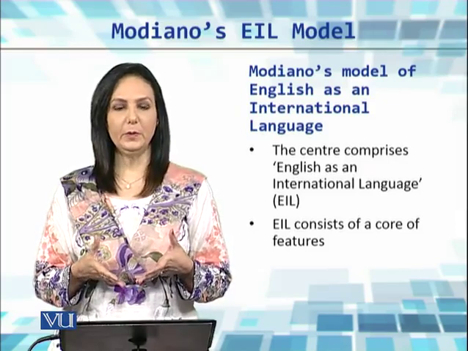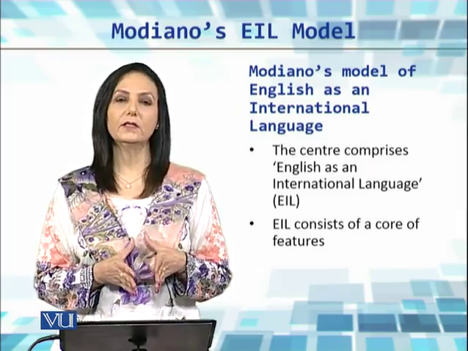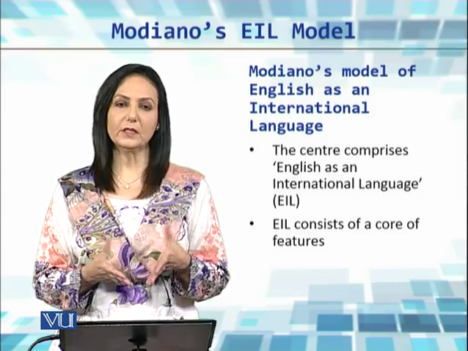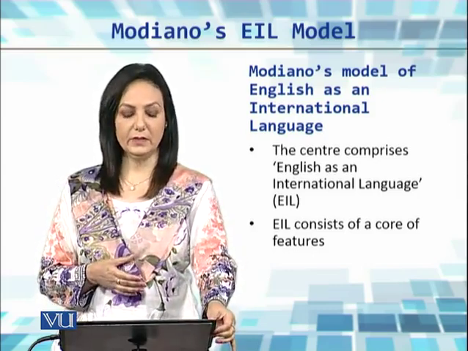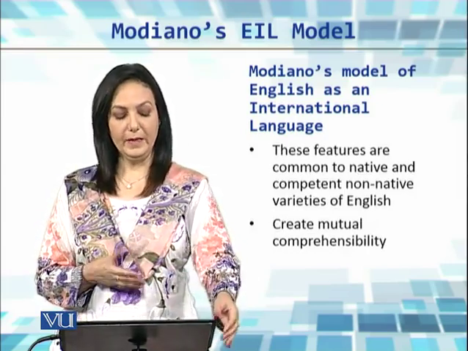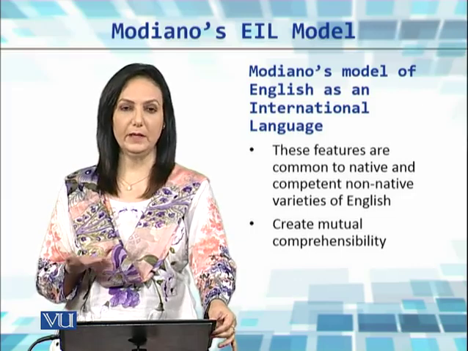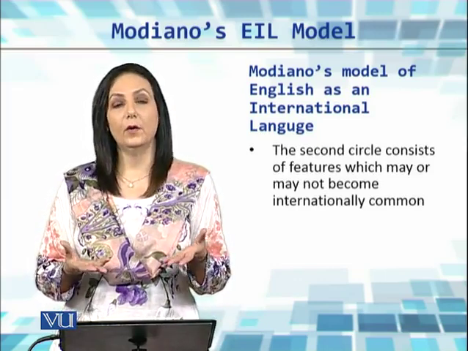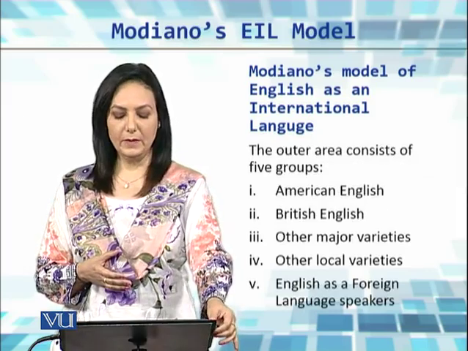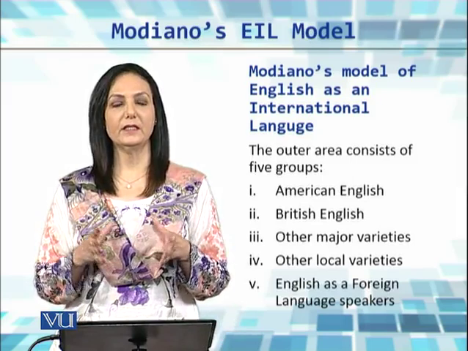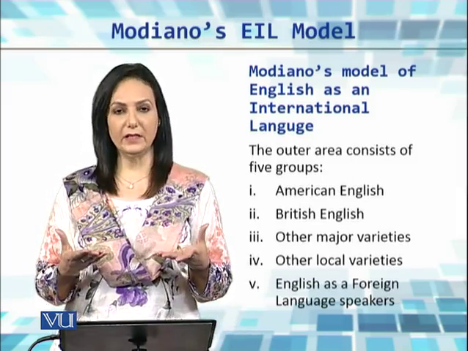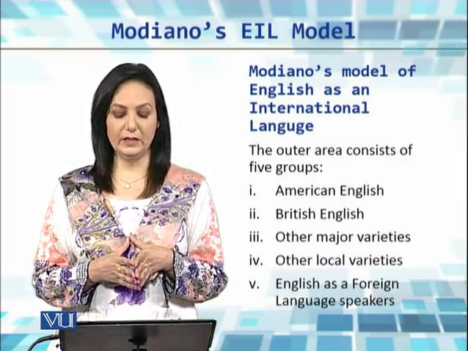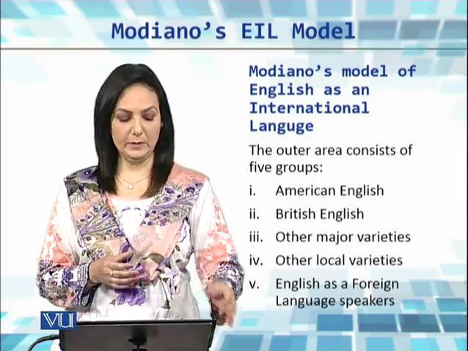Let's quickly recap what we have just discussed in the picture. The center of this model comprises English as an international language, which consists of a core of common features in different varieties, and because of these common features, these varieties become mutually intelligible. The second circle consists of features which may or may not continue to be used, and then we have an area which comprises 5 different circles representing different varieties of English, including American English, British English, other major varieties of English, other local varieties of English, and finally, English as a foreign language speakers.